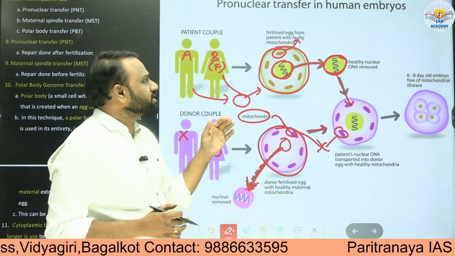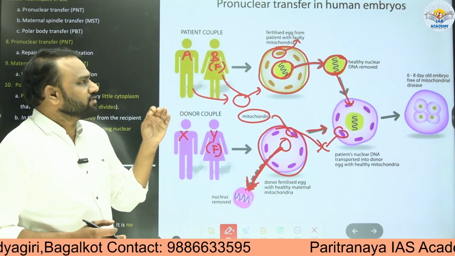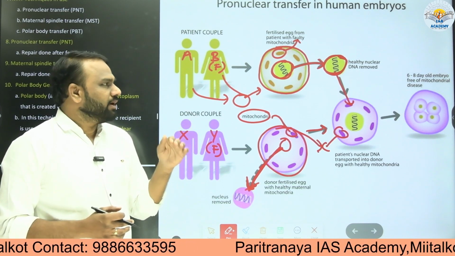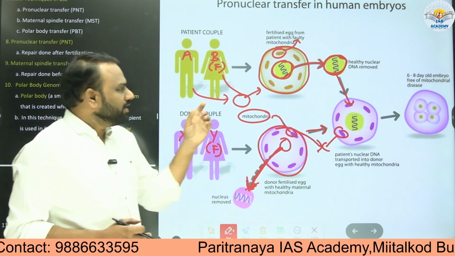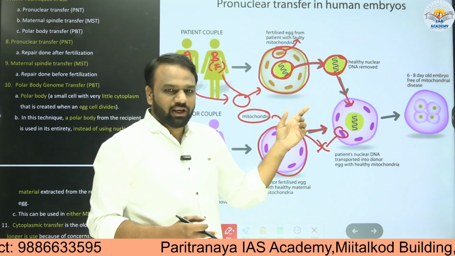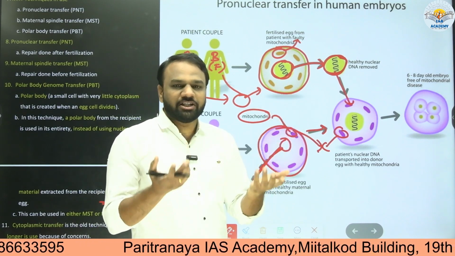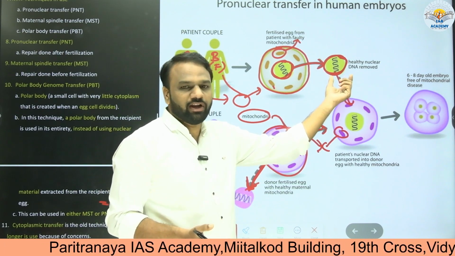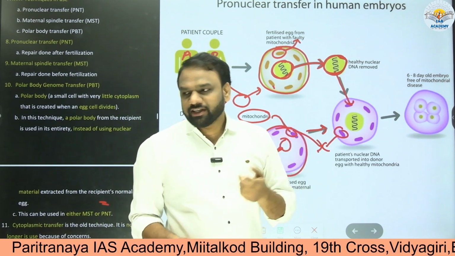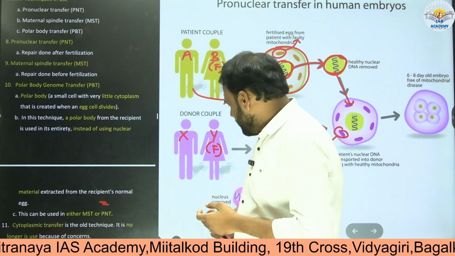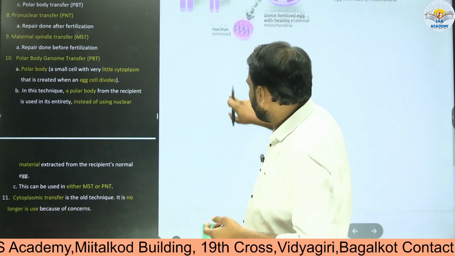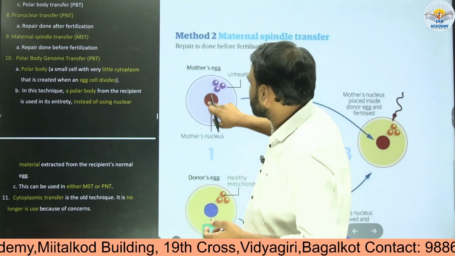So this technique is called the pronuclear transfer technique. Okay, so this is one of the mitochondrial replacement therapies. An important point to note here is that the replacement of mitochondria took place after the fertilization. Fertilization took place first, after that replacement of mitochondria took place. Now the next technique that we will be discussing, there first replacement will take place, next fertilization will take place.